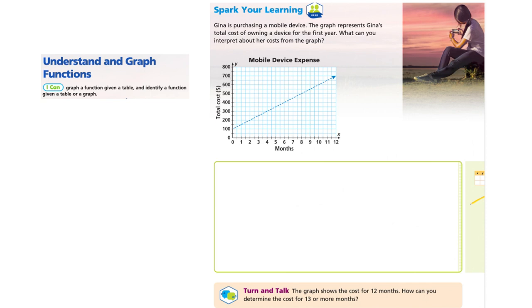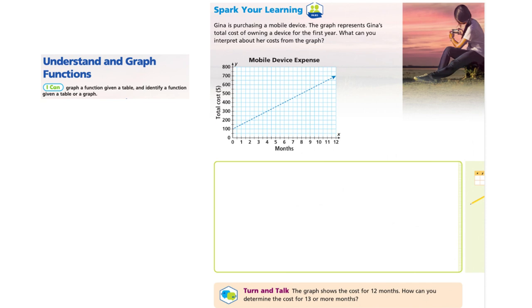So let's look at the Spark Your Learning for this one because it will help you with the build understanding. So first we'll look at the I can statement. The title of this lesson is Understand and Graph Functions. And they say you're supposed to be able to say at the end of this lesson, I can graph a function given a table and identify a function given a table or a graph.